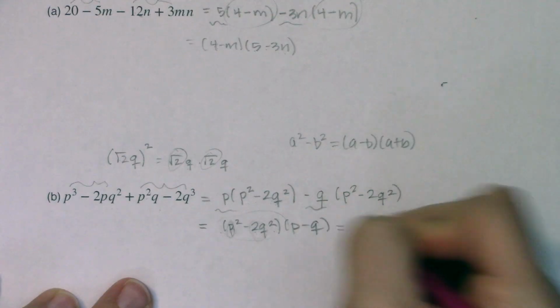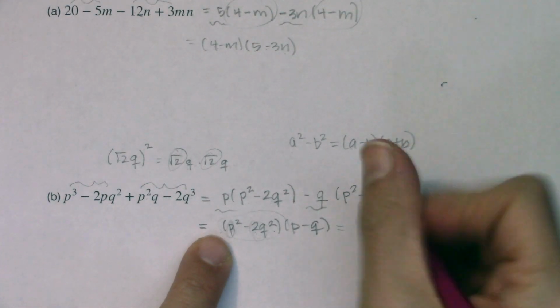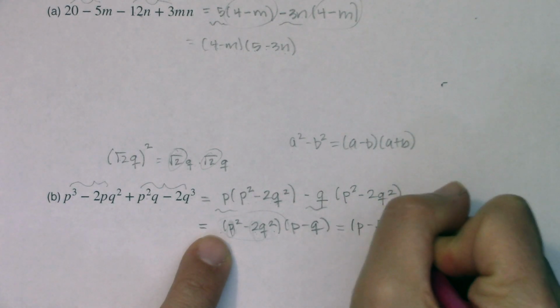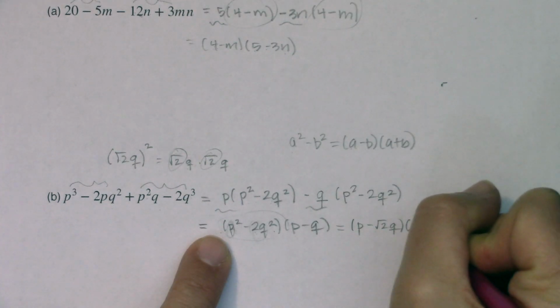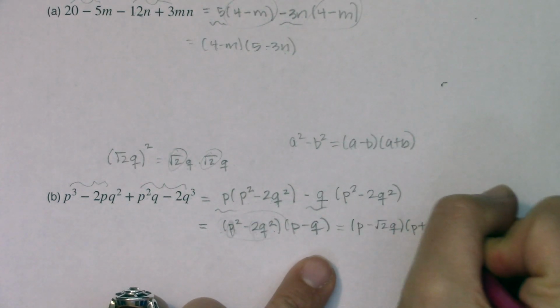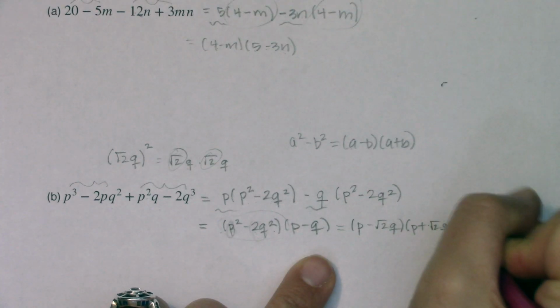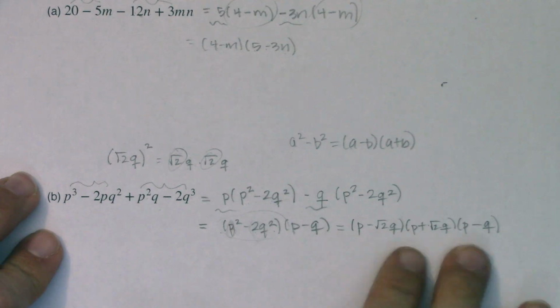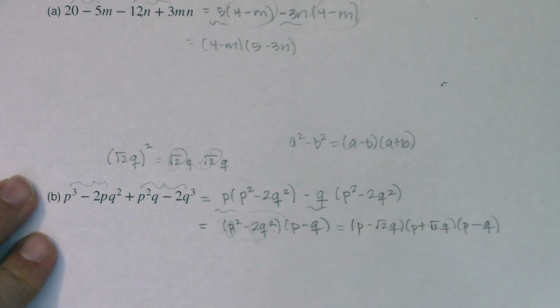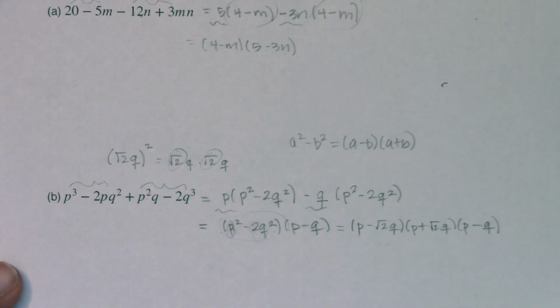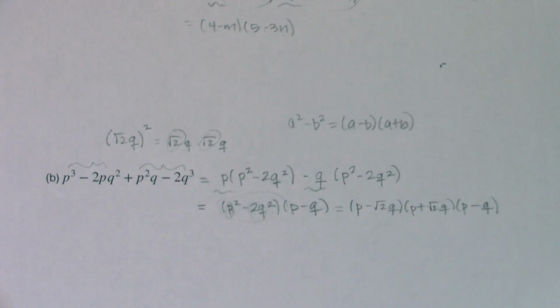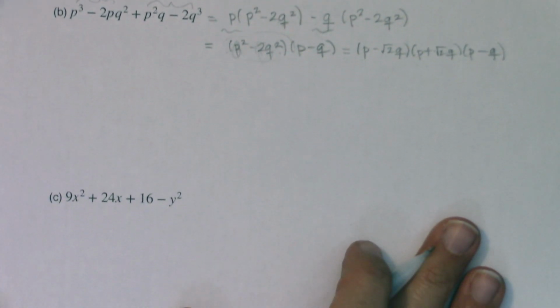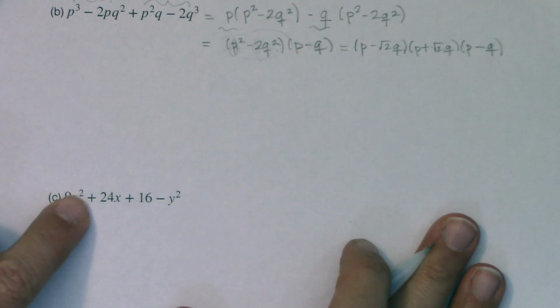So what I'm saying with all of this is for a minus b, I'm going to do p minus root 2q. A plus b is going to be p plus root 2q. And then let's not forget this p minus q on the back end. And now that these are all linear factors, then I know I'm prime. Okay. All right, so C is going to be the funkiest of all of them. This was the one that's going to hurt the most, so we'll spend some time on this.